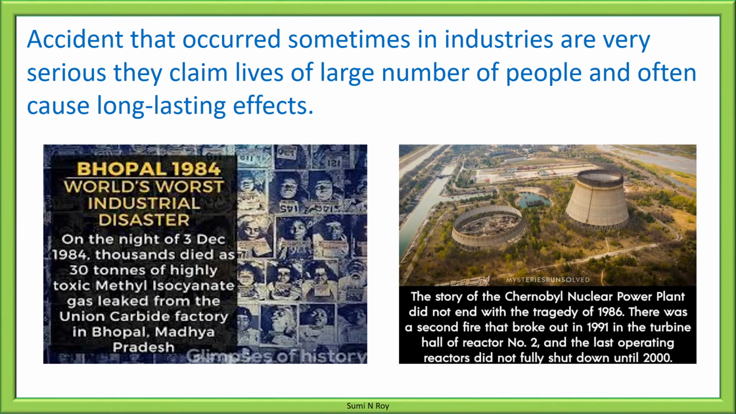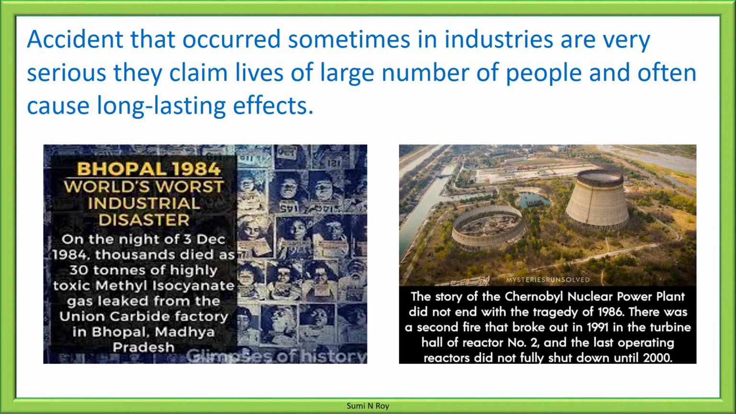Accidents that occur sometimes in industries are very serious. They claim the lives of a large number of people and often cause long-lasting effects. The Bhopal tragedy of 1984 was the world's worst industrial disaster. On the night of 3rd December 1984, thousands died as 30 tons of highly toxic methyl isocyanate gas leaked from the Union Carbide factory in Bhopal, Madhya Pradesh.